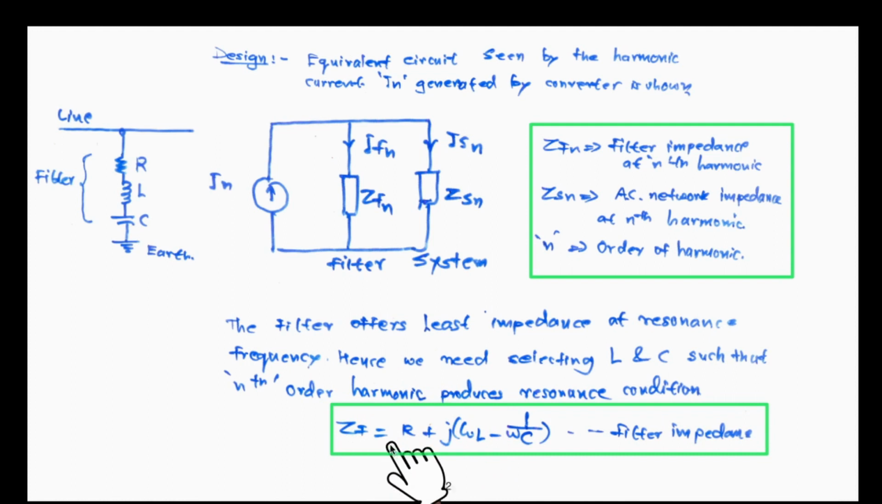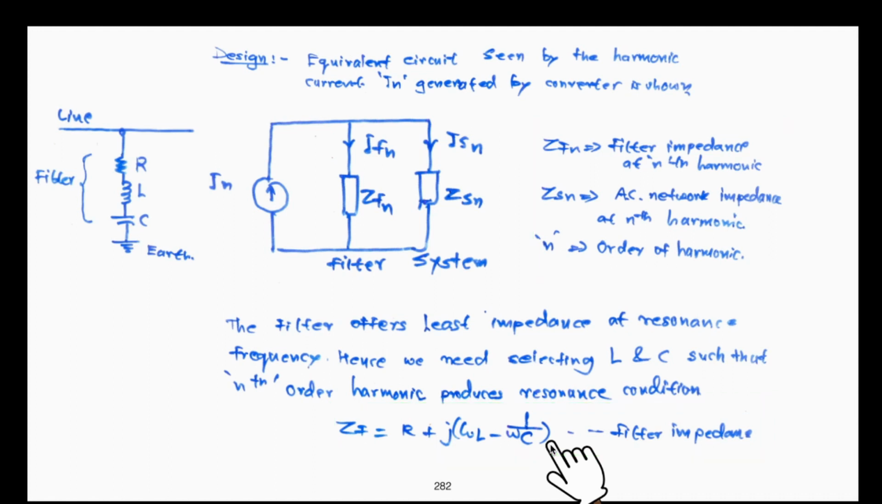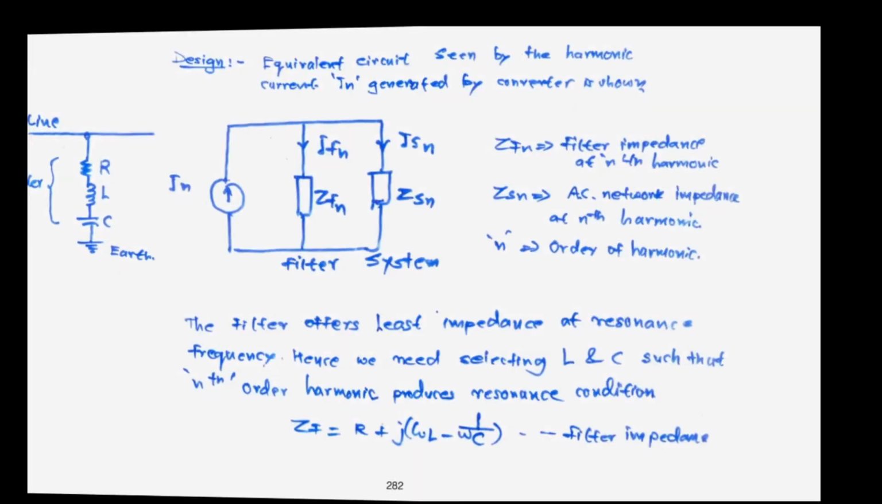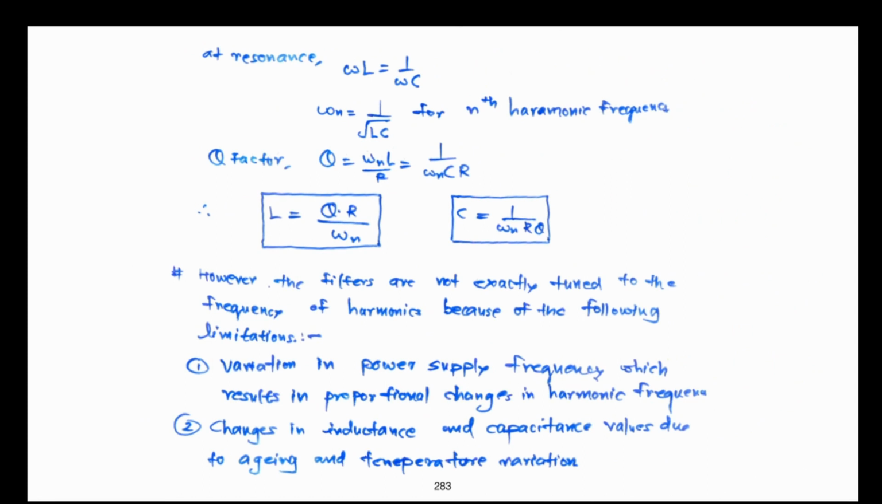Then we quickly write this derivation, where you can realize the filter impedance ZFN is equal to the general expression ZF = R + jωL − 1/(ωC) = R + j(XL − XC), isn't it? This is the filter impedance. Then we substitute the resonance condition and also substitute the order of the harmonic as a next step, and there is some derivation part, so that we can understand the design of the filter very well.